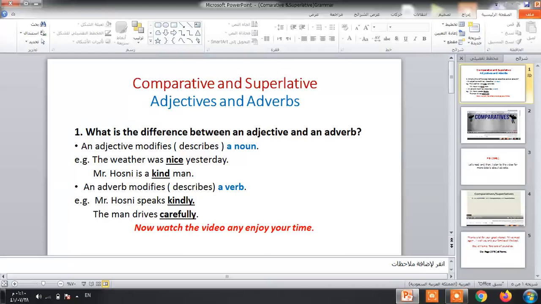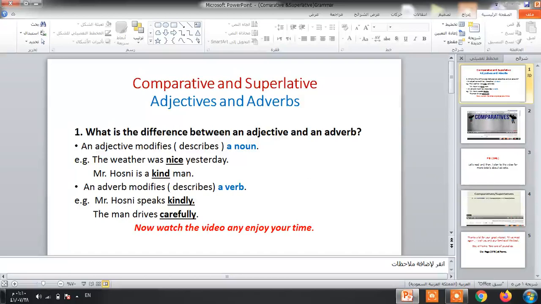What about the adverb? An adverb modifies or describes or tells us about a verb. It describes the verb. Mr. Husni speaks kindly. Kindly is the adverb. It tells us about what? About Mr. Husni or about speaks? Very good. Tells us about speaks, the verb, the action verb.